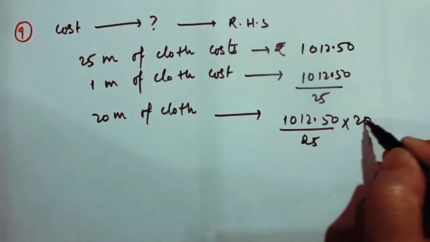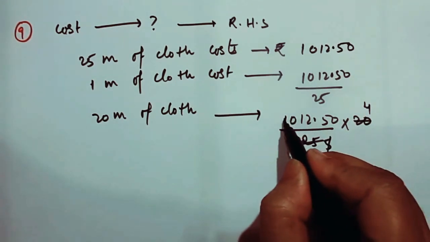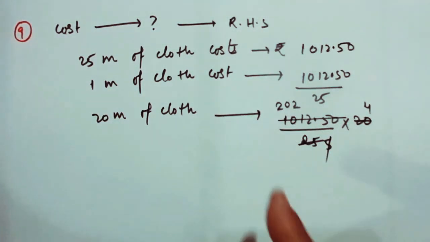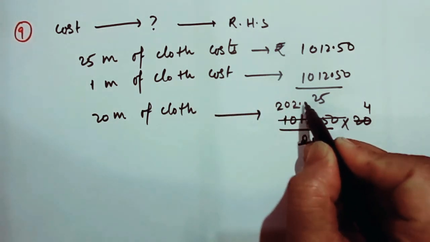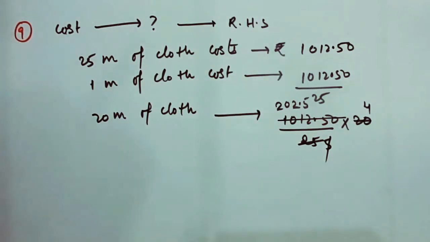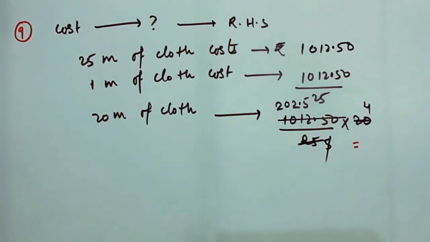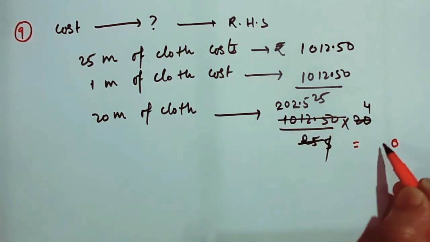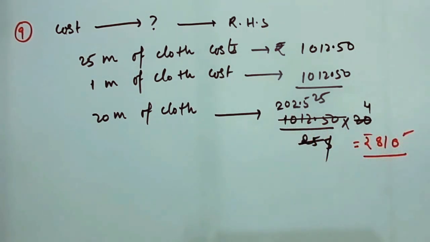Now let's see. 5 5s are 25, and 5 2 times 10. I have put a 0 over here. And then 5 5 times 25. 202.5 into 4. How much are you going to get? 5 4s are 20. 4 2s are 8, 9, 10. 810 rupees when you multiply these two.